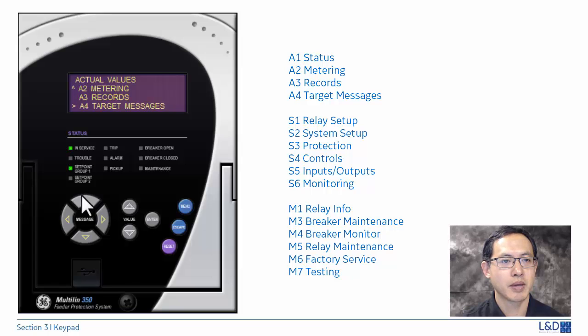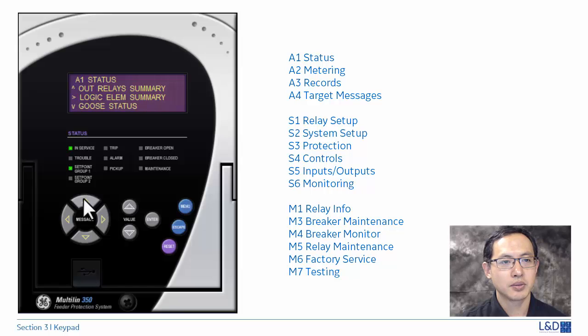So now I'm going back to the A1 status, and now I'm going to use the enter key to check what's under the A1 status. So I can see the clock, contact input, output relays, logic elements, virtual inputs, remote inputs, remote outputs, and summarized contact inputs and contact outputs, logic element summarized.